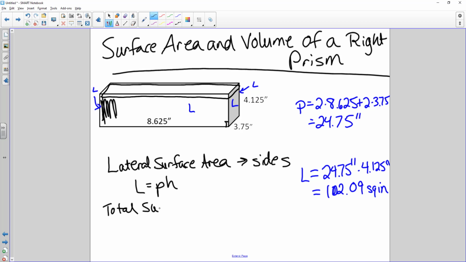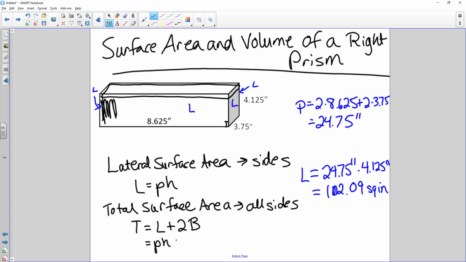Okay, next the total surface area. Total surface area means all of the sides. In this case, whenever it's a rectangular prism, we would have 6 sides. One way to calculate the total surface area is to take my lateral surface area and add twice the area of the bases. Sometimes capital B is used to show the area of the base, so this is the same as saying the perimeter times the height like I just did, plus 2 times the area of the base.